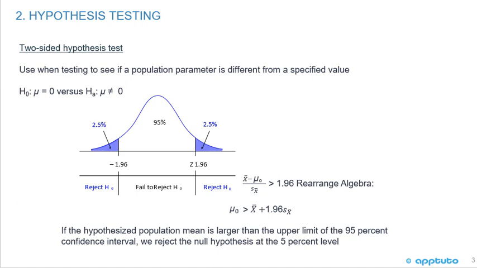So the critical statistic, the critical number, is a z-score of 1.96. And I'll show in the next slide where we get that. So we're going to calculate our test statistic, and if it's greater than 1.96 or less than negative 1.96, we're going to reject the hypothesis. If it falls in between negative 1.96 and positive 1.96, we're going to fail to reject the hypothesis. So if the hypothesized population mean is larger than the upper limit of the 95% confidence interval, we reject the null hypothesis at the 5% level.